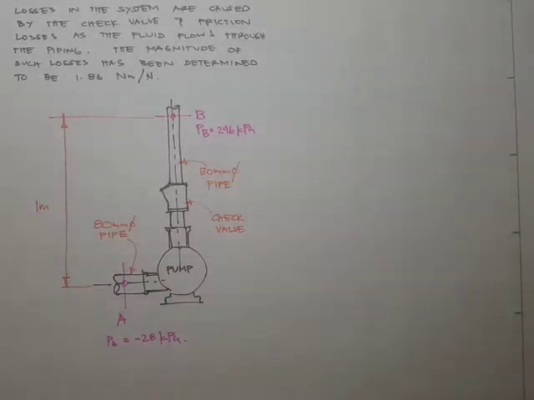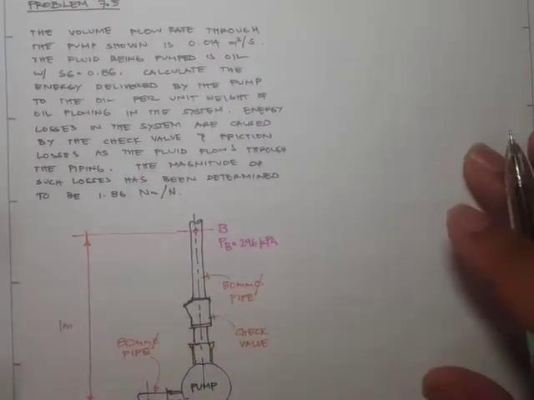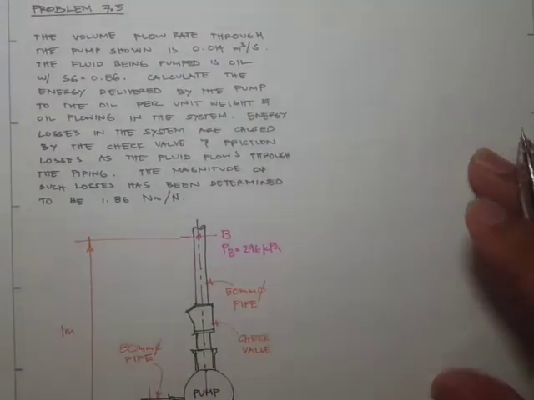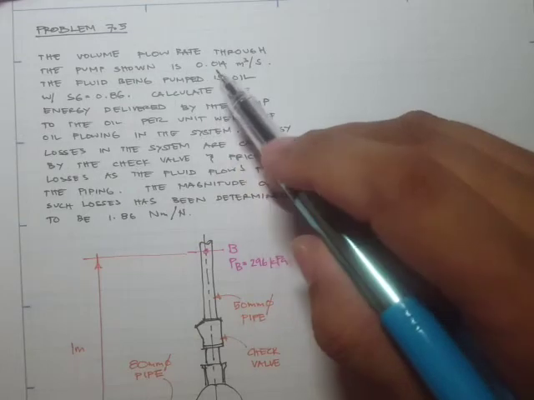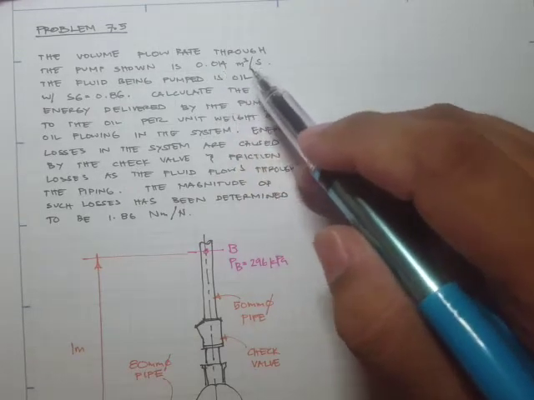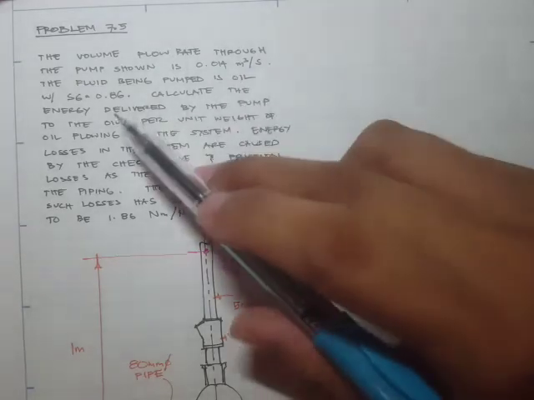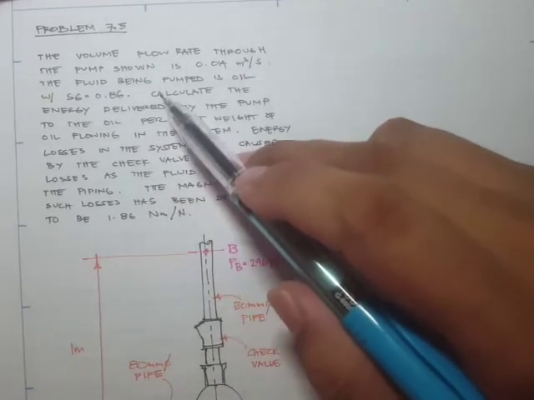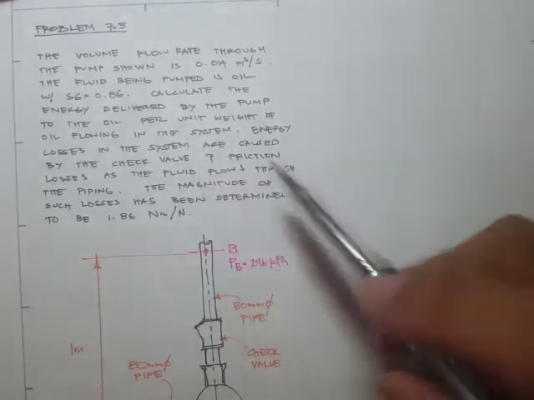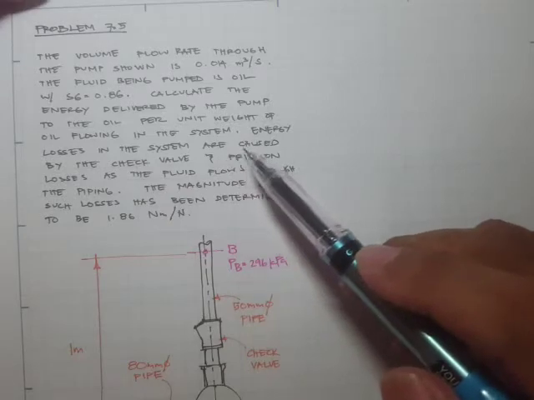Alright, now we'll do our second problem for the conservation of energy. The problem is: the volume flow rate through the pump shown is 0.014 meter cube per second, and the fluid being pumped is oil with a specific gravity of 0.86. Calculate the energy delivered by the pump to the oil per unit weight of the oil flowing in the system.